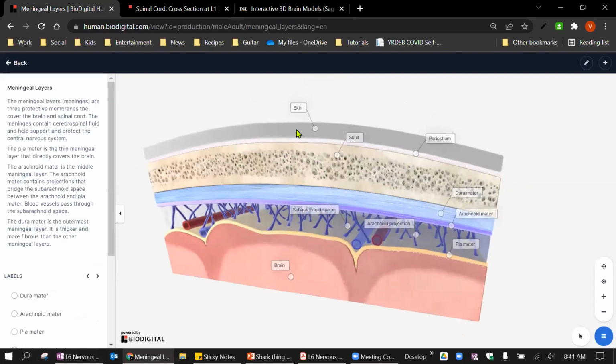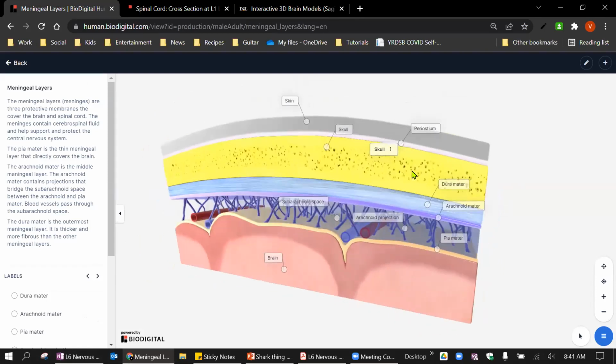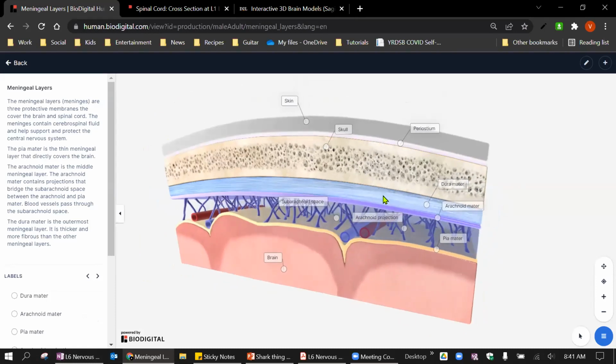Okay, so again, we have the skin here, and then underneath this is the skull. Okay, the skull is just like the skeleton head, right? If you think about Halloween, right? This is the head of a skeleton. That's called a cranium, the skull. Okay, and immediately underneath that, you would have your dura mater. You will have your dura mater.